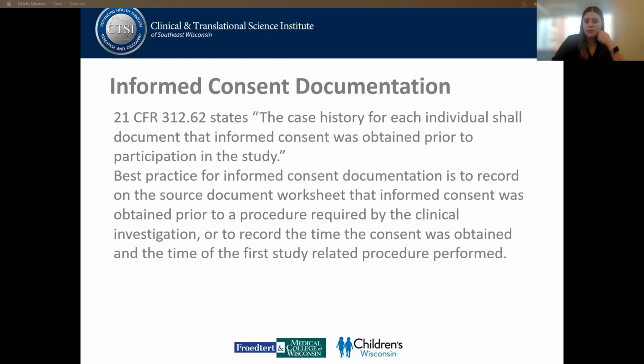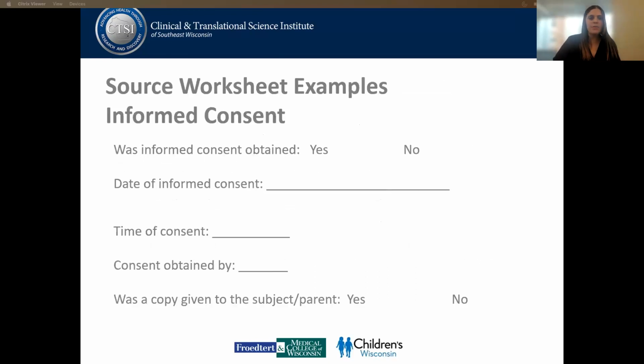We can look at examples here of how to document that. In this example, you can see we're documenting whether or not consent was obtained, when it was, what time, who obtained the consent, and then whether or not a copy was given to the subject or to the parent as well. This is pediatric research. And then obviously this would be filed along with your original version of the consent form to show that you did proper consenting.